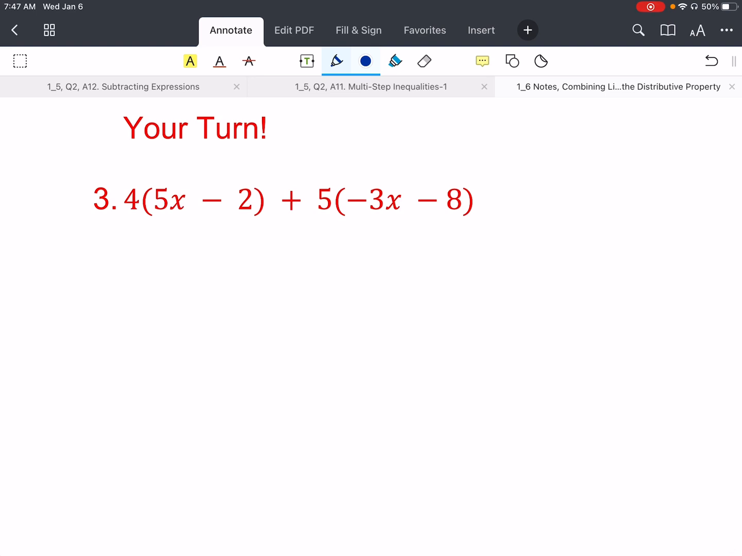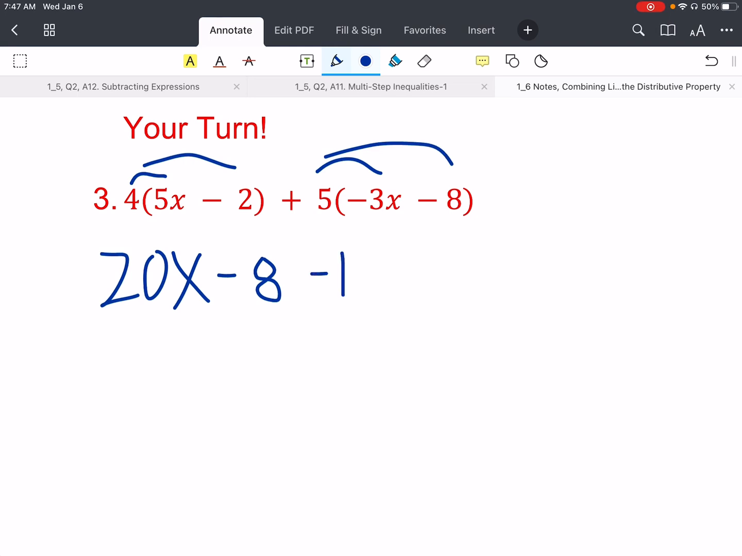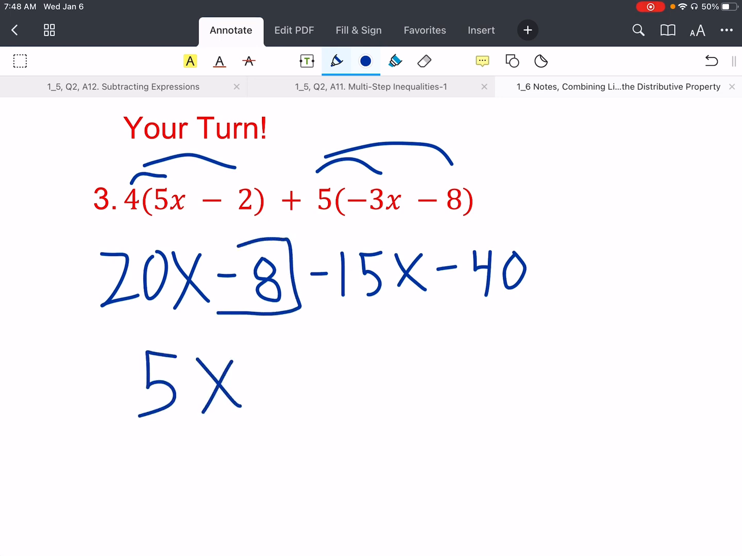All right, you should have distributed first. Ended up with 20x minus 8. And then negative 15x minus 40. Because when we multiply a positive times a negative, we get a negative. Combining our x's, we end up with 5x. Combining our numbers, we get negative 8 and negative 40, get negative 48.